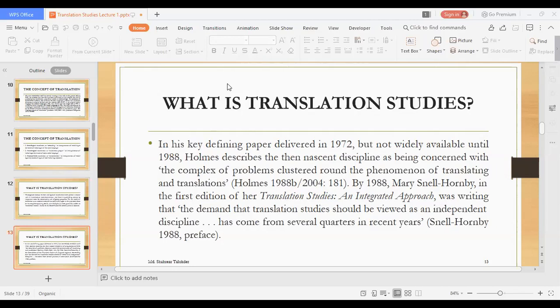Listen to me. Can you tell me, is there any university in Bangladesh where you have heard that there is an MA in translation studies? In which universities there is a subject, master's in translation studies? Can you tell me any name of the university?